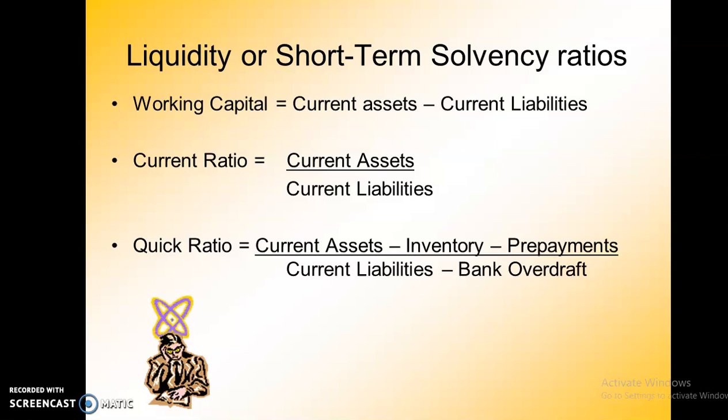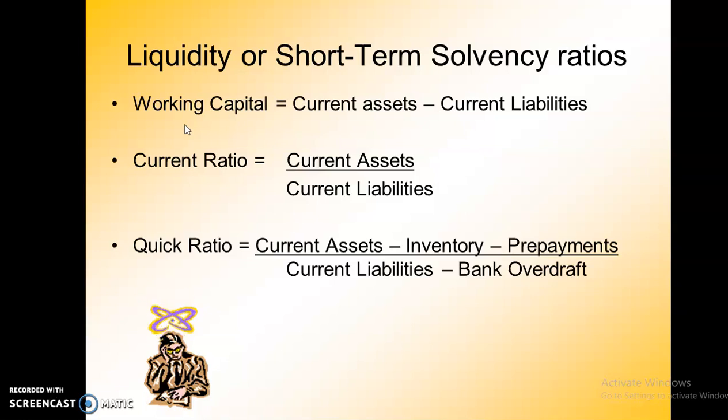There is one more liquidity ratio, which is known as the quick ratio. Look at that: current assets minus inventory minus prepaid expenses, all divided by current liabilities minus bank overdraft. This ratio tells about the firm's ability to make payments or meet obligations very quickly within a short span of time. Say, for example, one particular supplier is supplying material and he wants to get the payment within 7 days. So the company should have enough cash in hand for meeting their commitments.